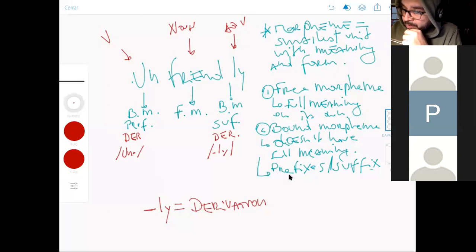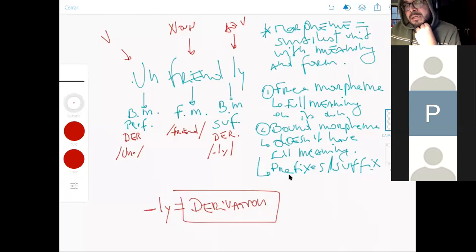So I'm just going to add the free. Oh, it is difficult with this pencil. Friend, it says friend. Therefore, derivation is one of the two different results that we're going to obtain by adding bound morphemes to a free morpheme, right? Derivation.